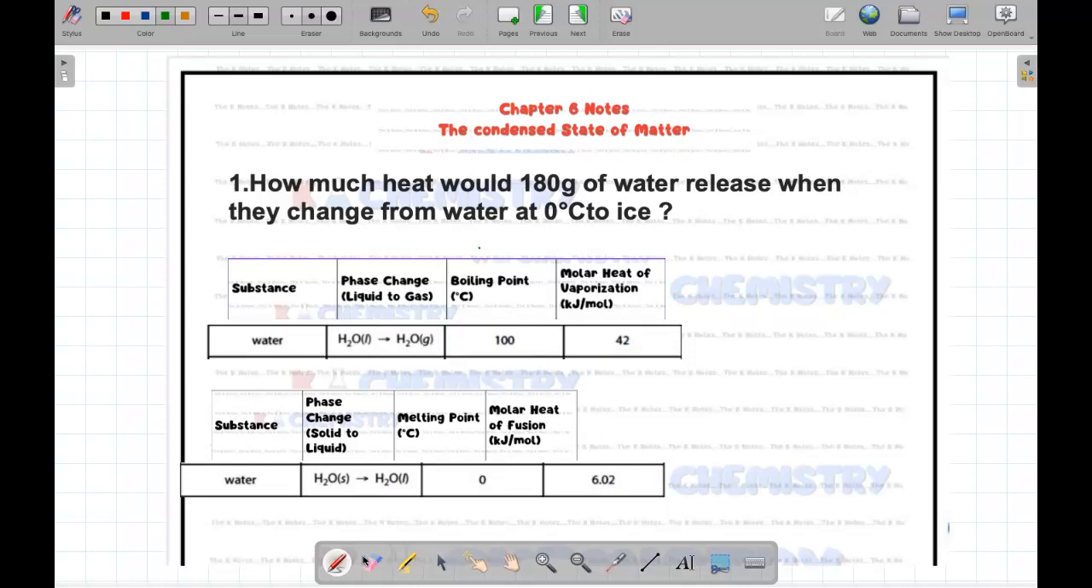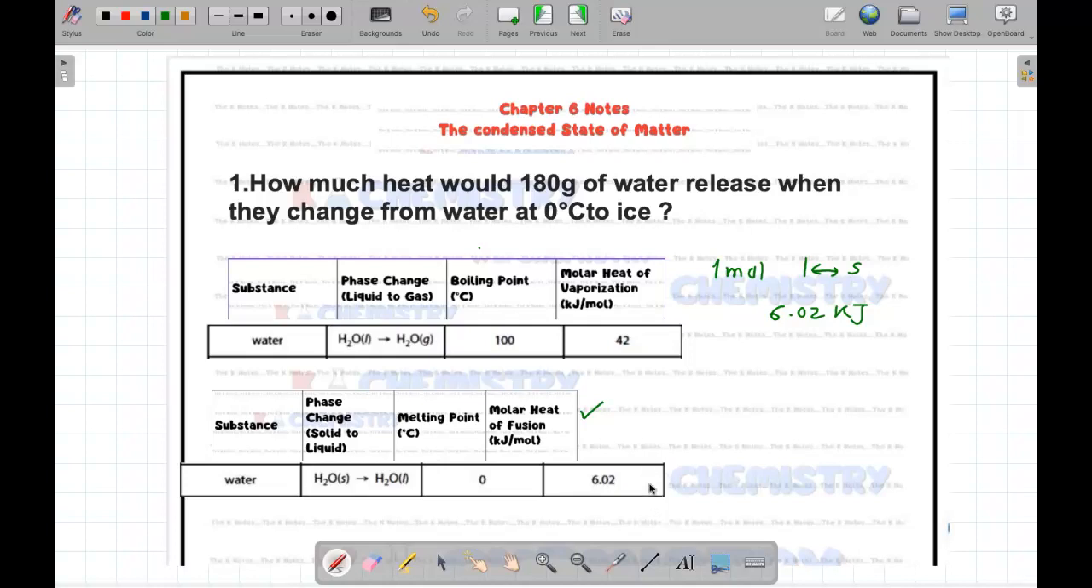For every 1 mole of the substance you are changing from liquid to solid or solid to liquid, there is 6.02 kilojoules absorbed or released. What if you have 180 grams?